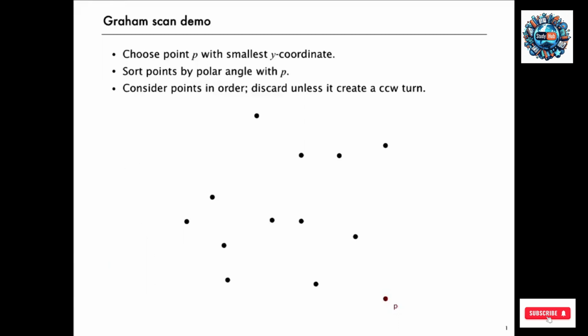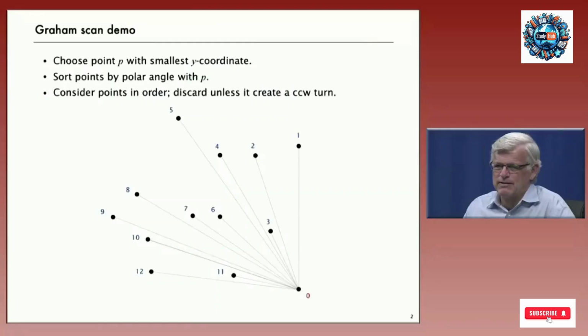So we start at point P, sort the points by polar angle with P. That is, if we take a vertical line and sweep it in a counterclockwise direction, what order do we hit the points? The first thing we hit is 0, 1, and then if we sweep counterclockwise, we get to 2, and then 3 and 4, and so forth. So that's the ordering of those points. And so now we'll just consider those points in order and then take them for the convex hull.